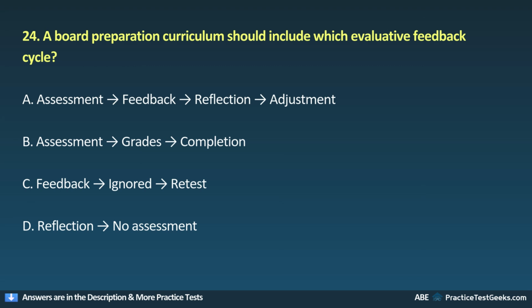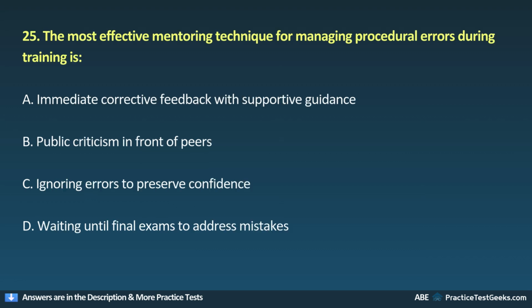24. A board preparation curriculum should include which evaluative feedback cycle? A. Assessment, feedback, reflection, adjustment. B. Assessment, grades, completion. C. Feedback, ignored, retest. D. Reflection, no assessment.